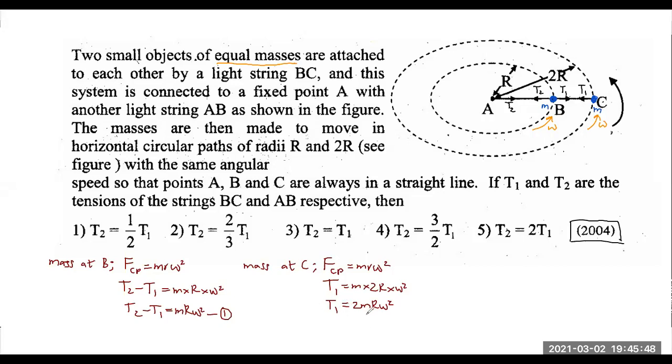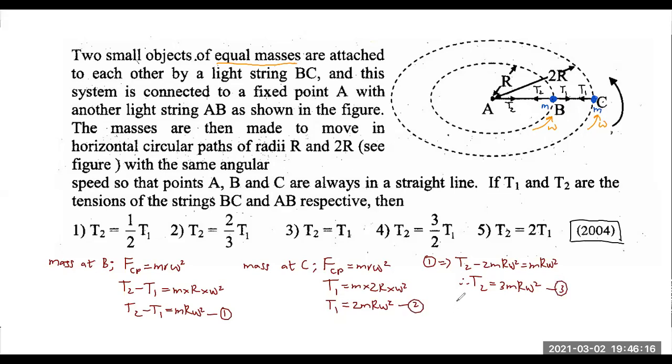We need to find out the relationship between T2 and T1. I have T1. Then if I go to the first equation, what will I be getting? T2 minus, instead of T1, I can substitute this value, 2mr omega square, equals, on the right side I have mr omega square. Therefore, T2 is equal to, this 2mr omega square goes to the other side. It becomes 3mr omega square.